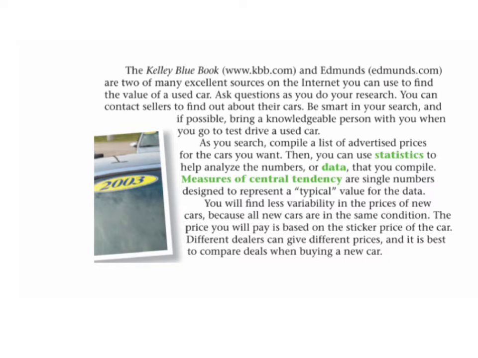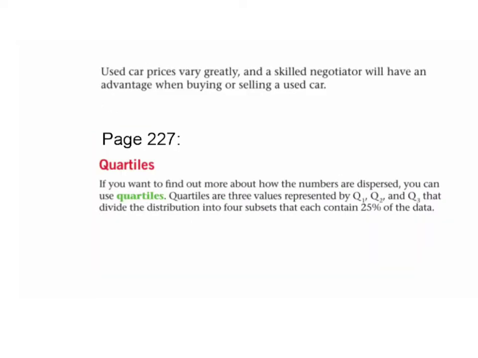Measures of central tendency are single numbers designed to represent a typical value of the data. So, measures of central tendency, typical values of data. You will find less variability in the prices of new cars because all new cars are in the same condition. The price you will pay is based on the sticker price of the car. Different dealers can give different prices, and it's best to compare deals when buying a new car. Used car prices vary greatly, and a skilled negotiator will have an advantage when buying or selling a used car.